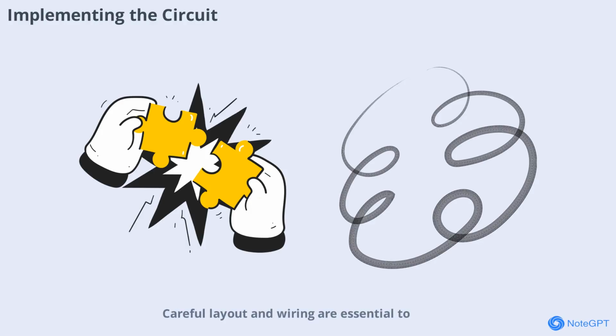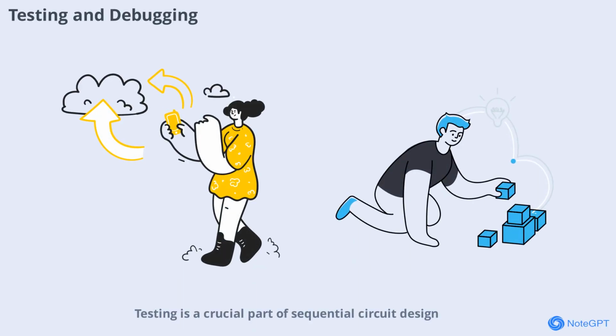Careful layout and wiring are essential to avoid timing issues and ensure reliable operation. Simulation tools can help verify the design before physical implementation, catching potential errors early in the process. Testing is a crucial part of sequential circuit design. By applying different input sequences and observing the outputs, you can verify that the circuit behaves as expected. Debugging tools such as logic analyzers and simulation software are invaluable for identifying and fixing issues. Thorough testing ensures that the final circuit is robust and reliable.